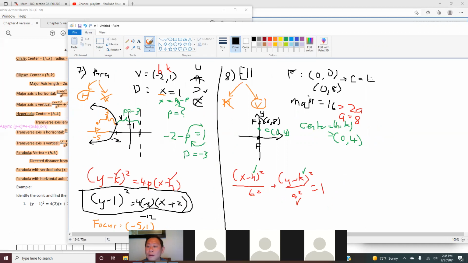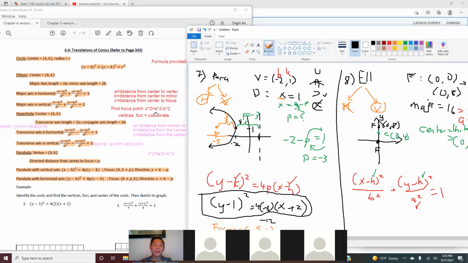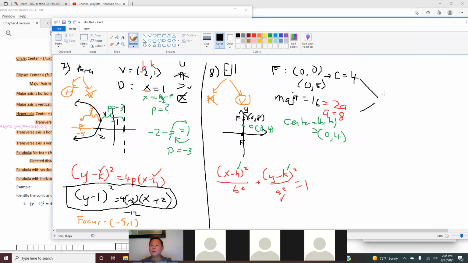So this will be 4. Now we got c, we got a, we can find b using the formula: c squared equals a squared minus b squared. So c squared is 16, 4 times 4. a squared is 64, 8 times 8, minus b squared. We try to figure out what b squared is. So b squared is 64 minus 16. Just move this over there and move 16 over there.